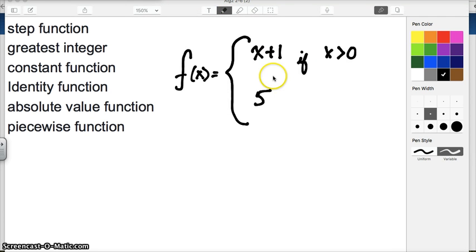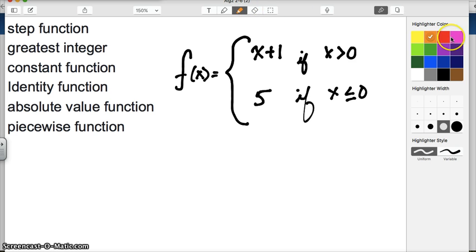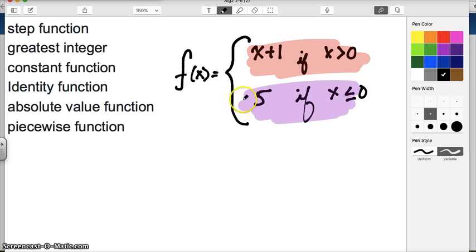So oftentimes when you have a piecewise function, you're going to see that it's written like this: f of x is equal to stuff, right? So it's equal to x plus 1 if x is greater than 0, or 5 if x is less than or equal to 0. And what you'll notice is that it'll make sense when I graph it. Just watch this. So what I'm going to do first is I'm going to highlight one in red and maybe highlight the other one in purple. And this just gives us kind of two thought processes about how we can process.